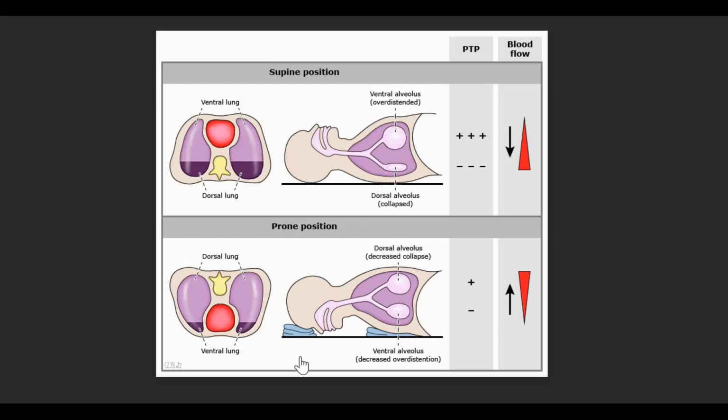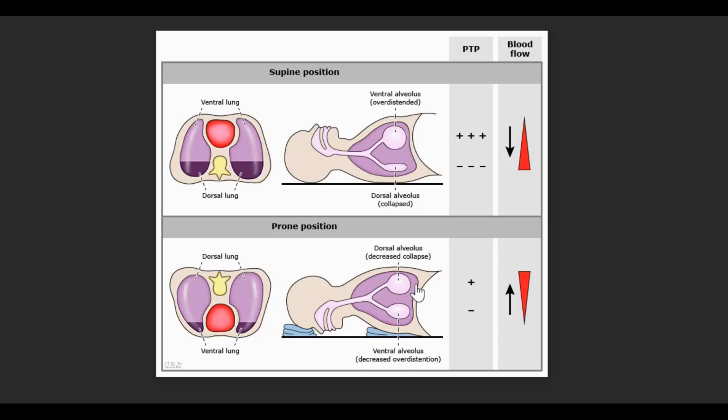But when you prone the patient, what happens is ventral alveoli is at the bottom now. It becomes less distended because of the weight. And the dorsal alveoli is at the top now. So there is no compressive effect of the heart, there is no compressive effect of the GI content, and there is no weight of the wet lung. As a result, the dorsal alveoli can expand now. So there is decreased collapse of the dorsal alveoli. So it can be better involved in ventilation. So there is an increase in ventilation in the dorsal alveoli.